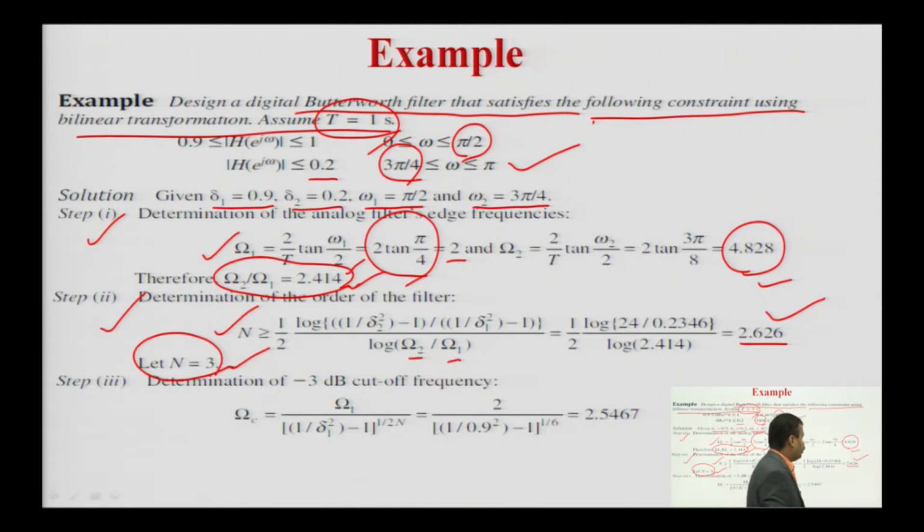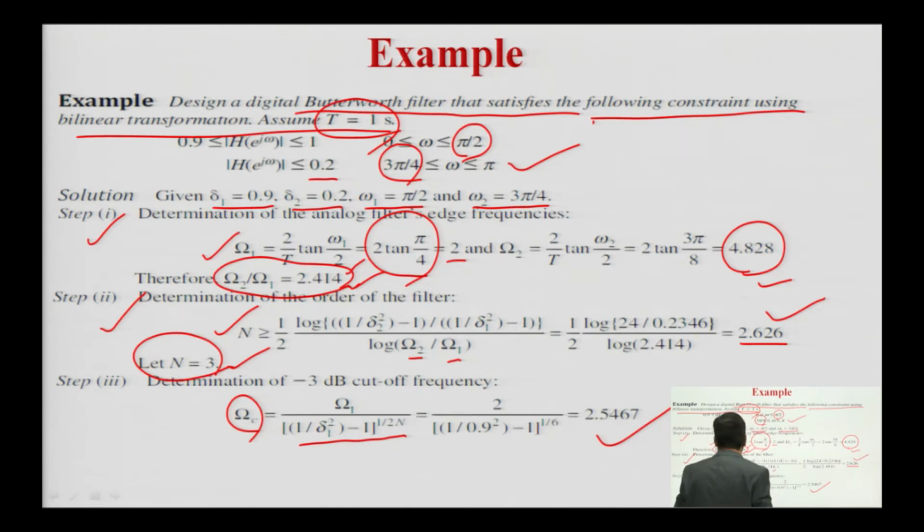Okay. Now, next step is what? You have to determine your ohm C or your 3 dB cutoff frequency, and its formula is ohm 1 upon this. So, you are putting the value here, it will be 2.5467. So, in this way these 3 important parameters like your edge frequencies, your order of the filter, and your cutoff for 3 dB frequency, these 3 you are calculating here by using the formula and some conditions specification that is given initially. Okay. इसके बाद की कहानी तो आसान है जो हम कर सकते हैं.